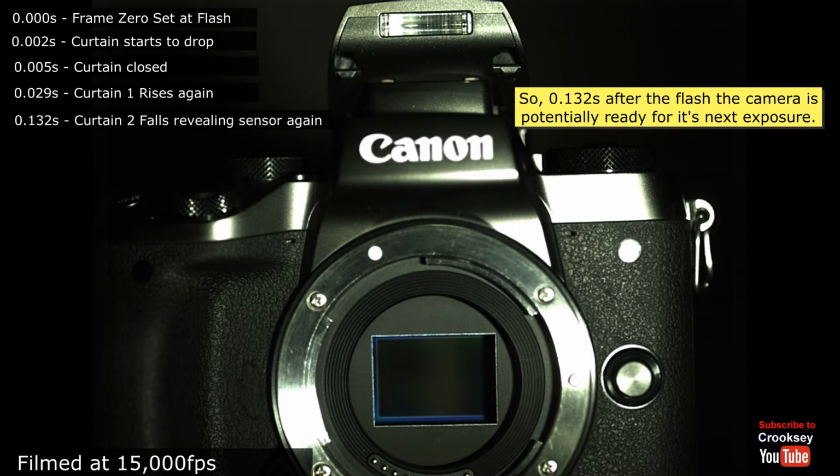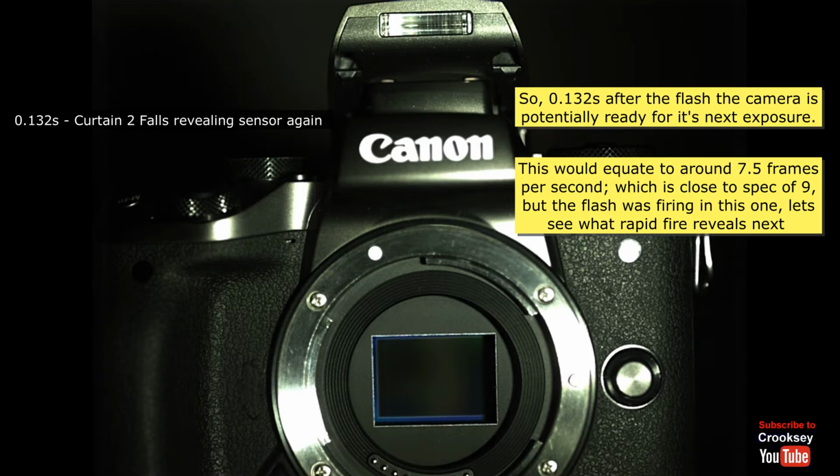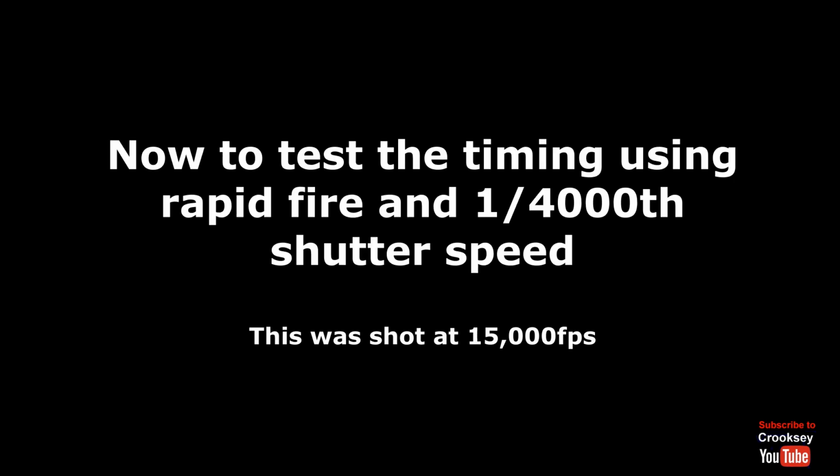So does this second curtain allow the Digic processor chance to offload and process the sensor data for the image? The main point here is that the mechanism is now ready to take another image. The timing suggests a frame rate of 7.5 frames per second, but we did let the flash go off on this one. Now let's look at what can be achieved using rapid fire at 1/4000th of a second shutter speed.